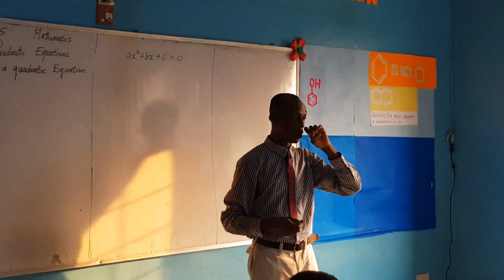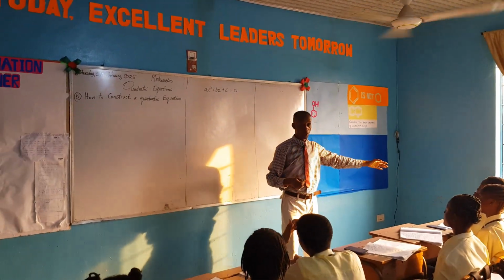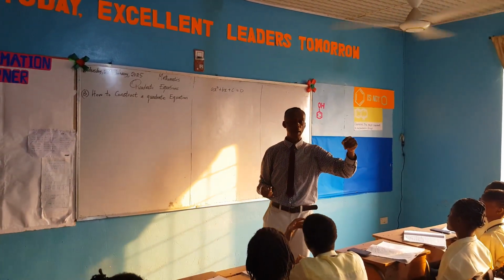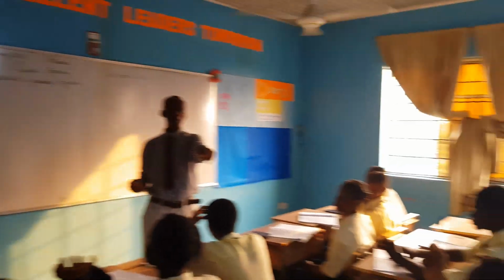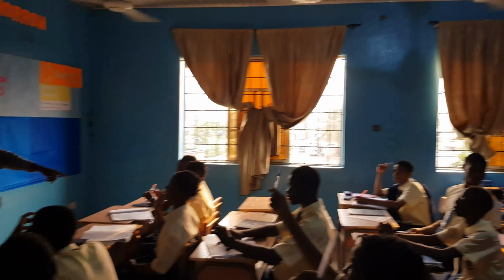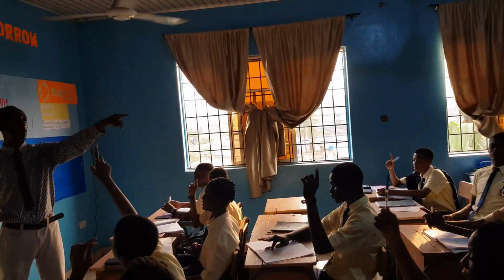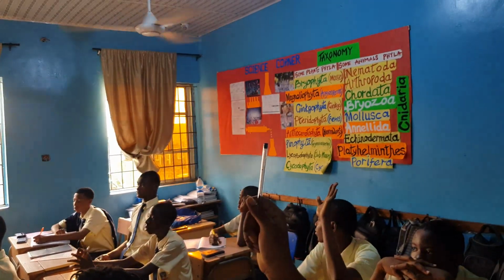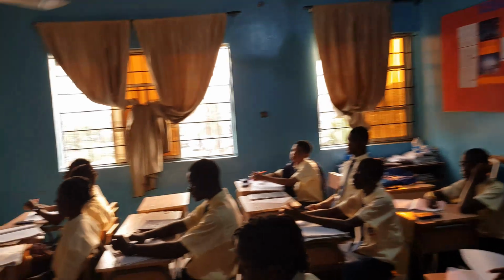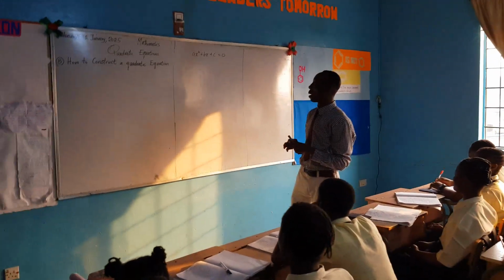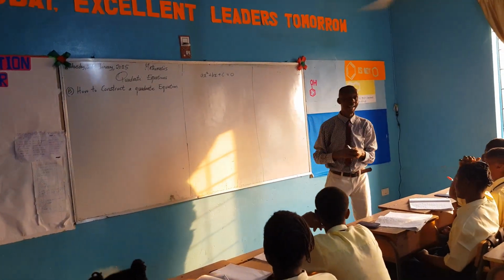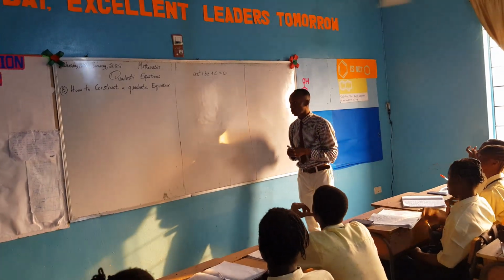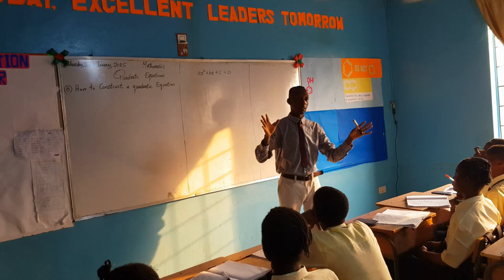Now we've talked about the different methods that we can use in solving quadratic equations. Who can remind me of some of the methods? Yes? Formula method. Somebody else? Completing the square method. Factorization method. Then the last one, graphical method. So there are 4 methods basically that we can employ to solve any quadratic equation. Now we've dealt with that.